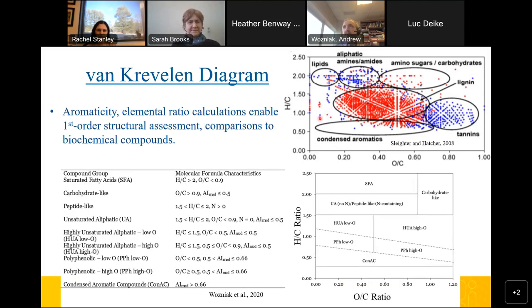Another way to characterize that is to use this framework here. I'm showing this because this is the framework that I'm using for my data. You can characterize your formulas as saturated fatty acids, unsaturated aliphatics, or, if it has nitrogen, peptide-like compounds, highly unsaturated aliphatic or polyphenolic compounds with oxygen to carbon ratios less than 0.5, or with oxygen to carbon ratios higher than 0.5, or condensed aromatic carbon compounds. And we do that simply by using those molecular formulas, the elemental ratios, and calculations of an aromaticity index. That gives us not definite structural information, but an idea of what our compounds may look like at the molecular level.